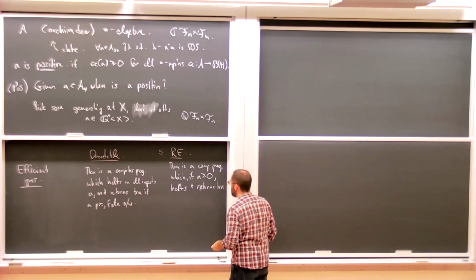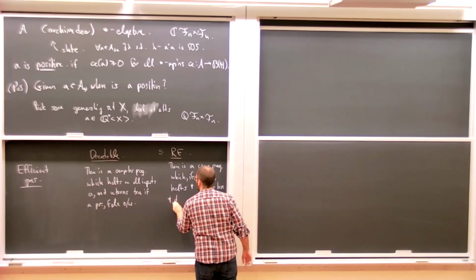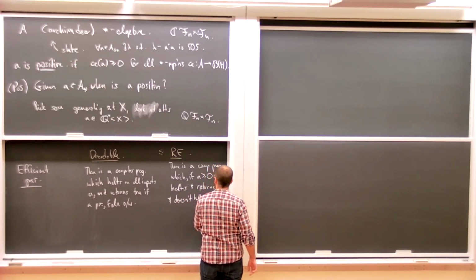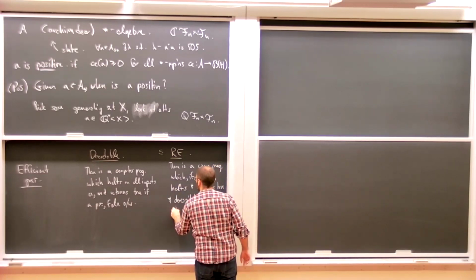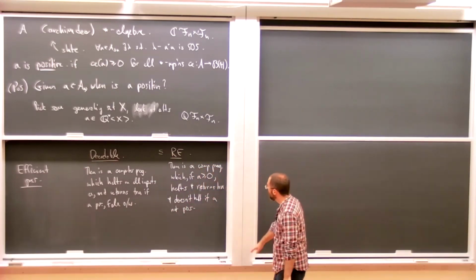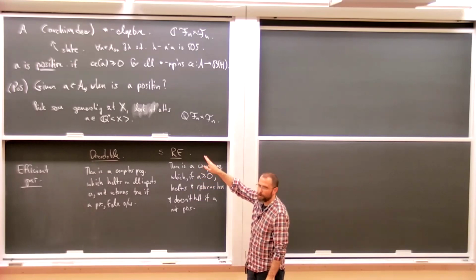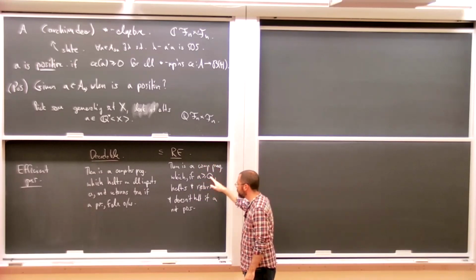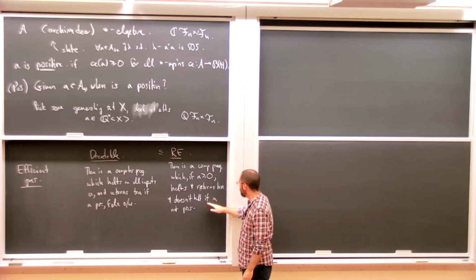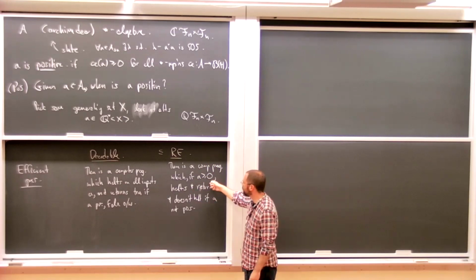Okay, and it doesn't halt if A is not positive. So this doesn't really give you a practical way of solving the problem, because you might be running this thing and it's just running for a long time, and if it doesn't halt, you just don't know if it's going to run forever because alpha is not positive, or if it just hasn't halted yet and it is positive.